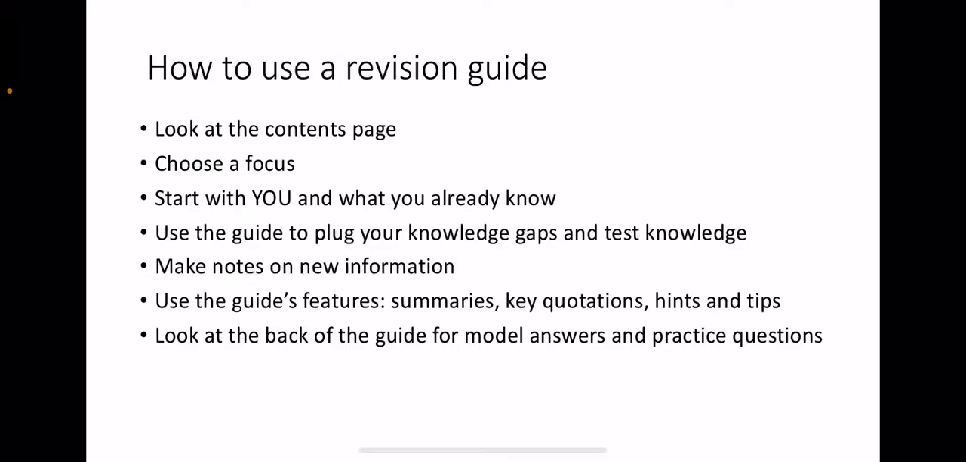If you don't mind writing in books, I'd suggest you write on the revision guide or use a highlighter. Make notes from the revision guide on the things that you didn't know or the things that you've remembered now you've revised. Use the guide's features such as the summaries, the key quotations and the hints and tips. And then look at the back of the guide for model answers and practice questions. Here's what they look like.